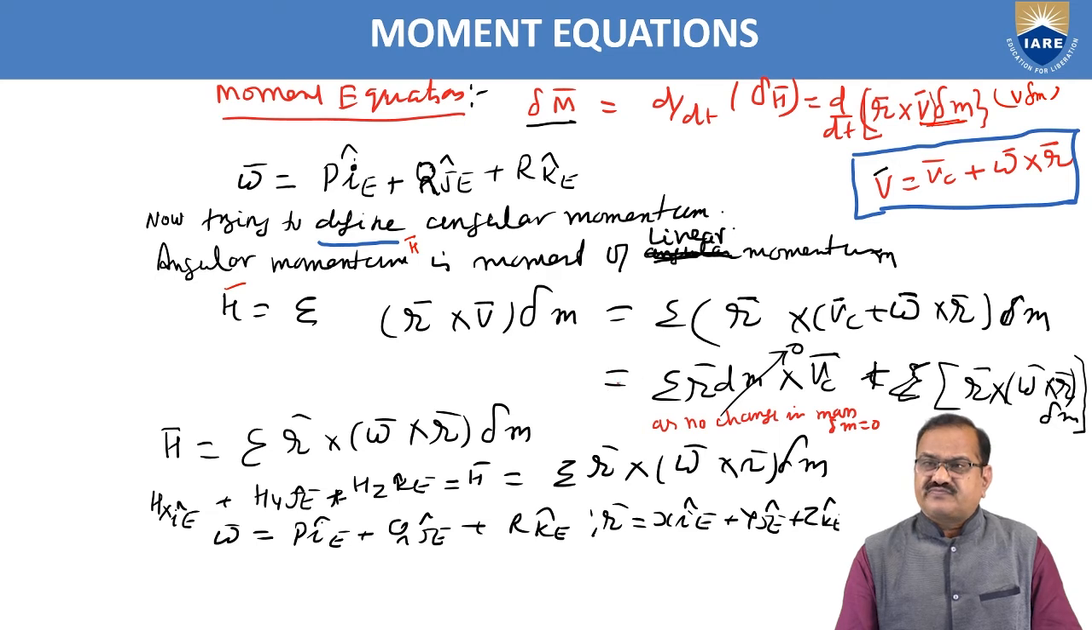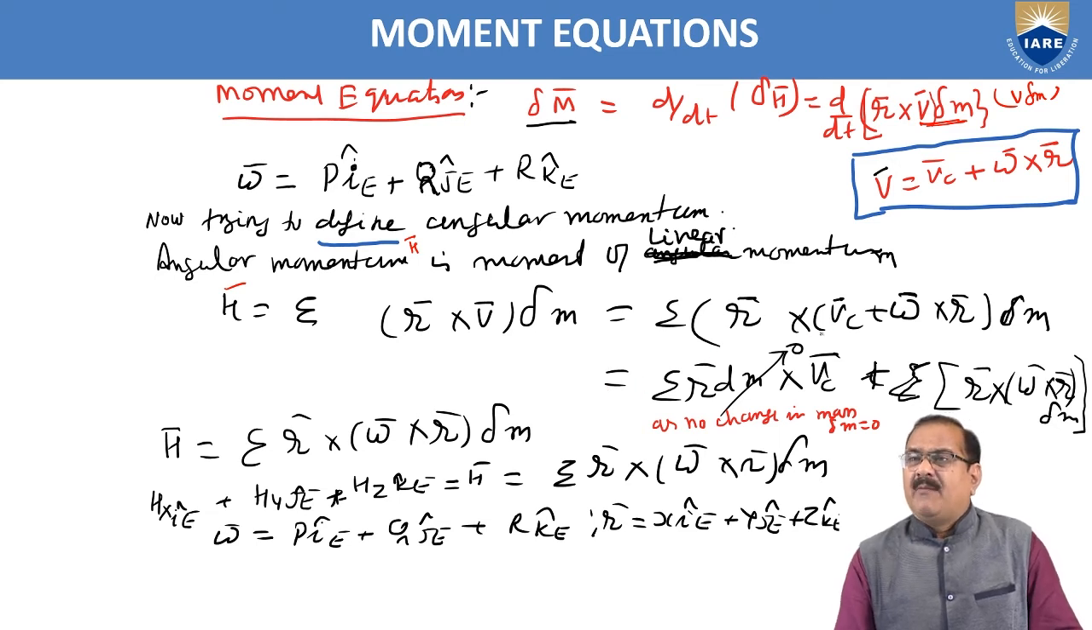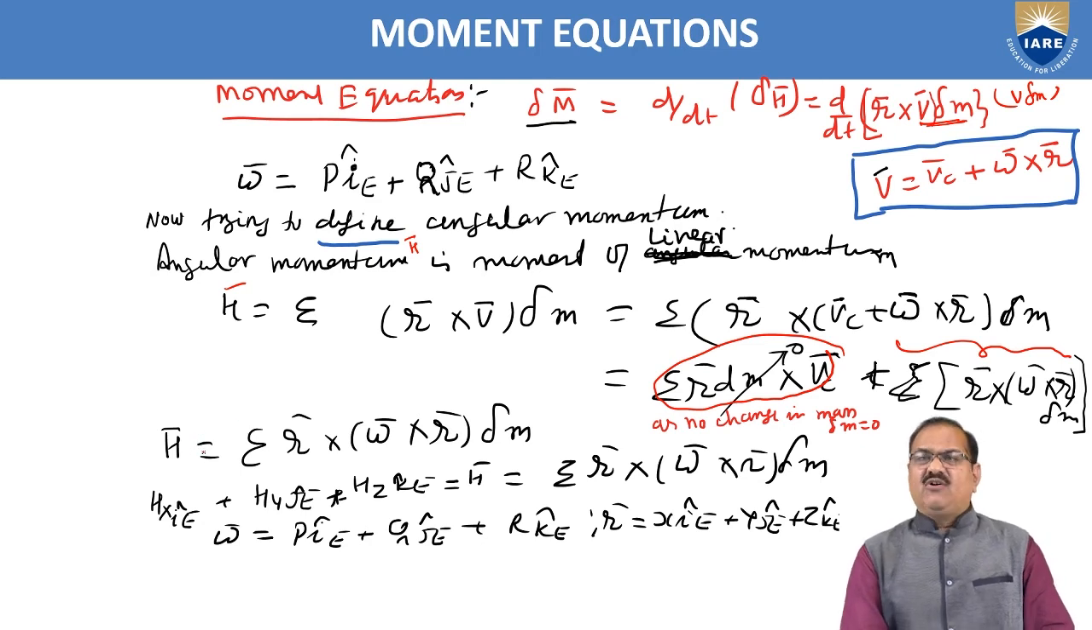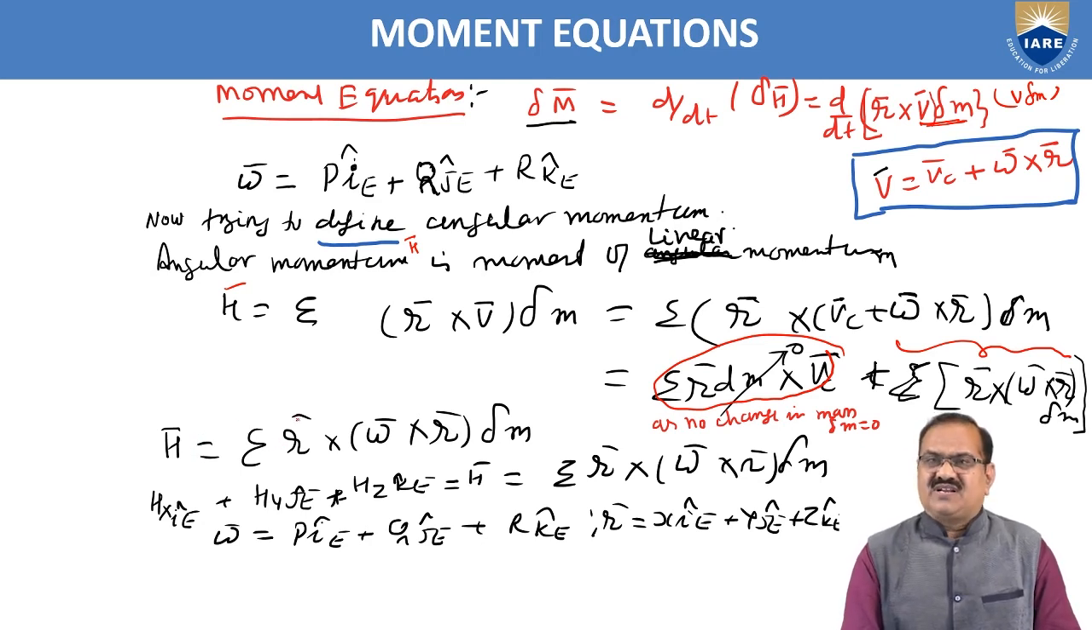If we multiply here, first we will get summation of r bar dm cross vc plus summation of r cross omega cross r bar dm. So we know that summation of r dm is equal to 0. So this term will become 0. Only this term will be left. So this angular momentum h is equal to summation of r cross omega cross r dm.